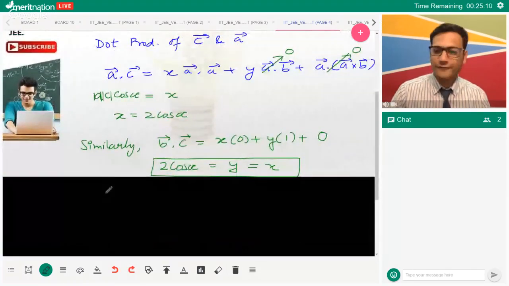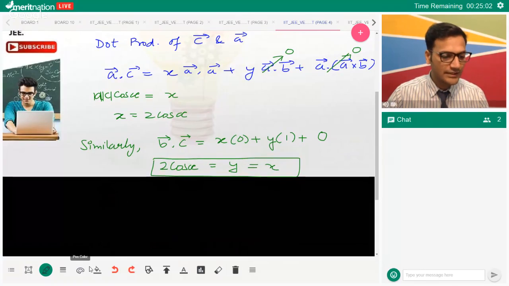So now we have figured out B dot C and A dot C. Let's also find out C dot C. So C dot C, let me choose a different color so that it's more visible. I talk about C dot C.